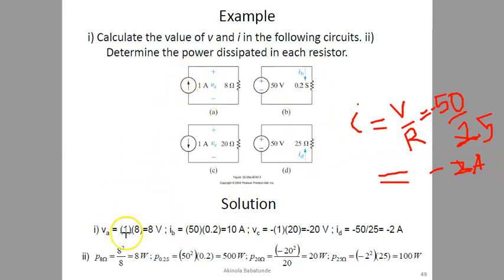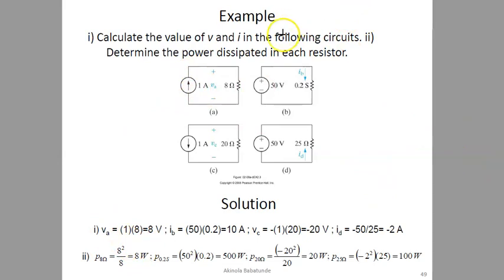The power dissipated in the first resistor: we know that power is equal to IV, and it can also be equal to I squared R. It can also be equal to V squared over R. So in this case, if power is equal to IV, we know that our I is 1, and our V is calculated to be 8 volts. So 1 times 8 will just give us 8 watts. You can use any of the expressions of power, and you arrive at the same thing.